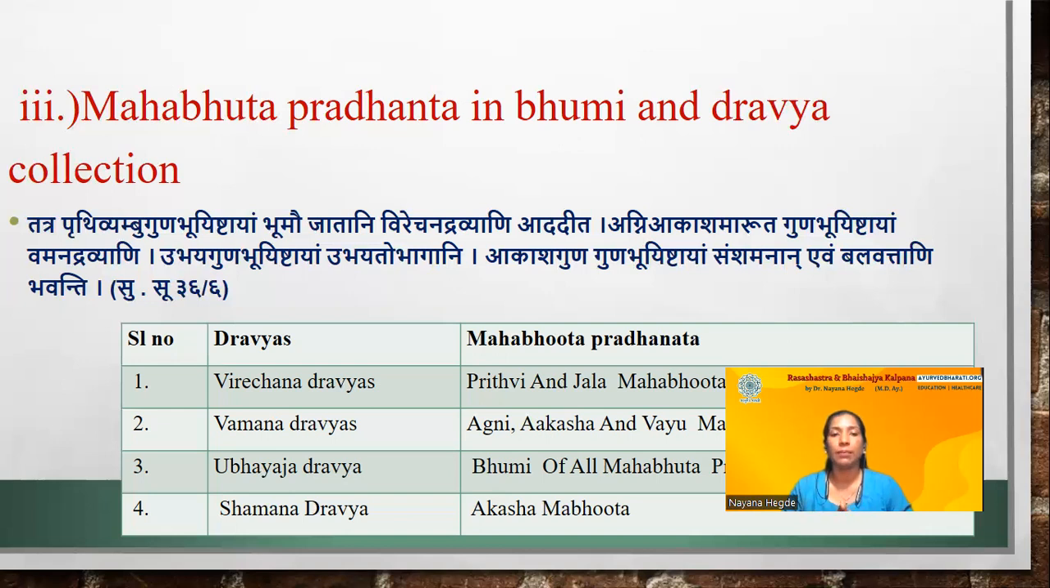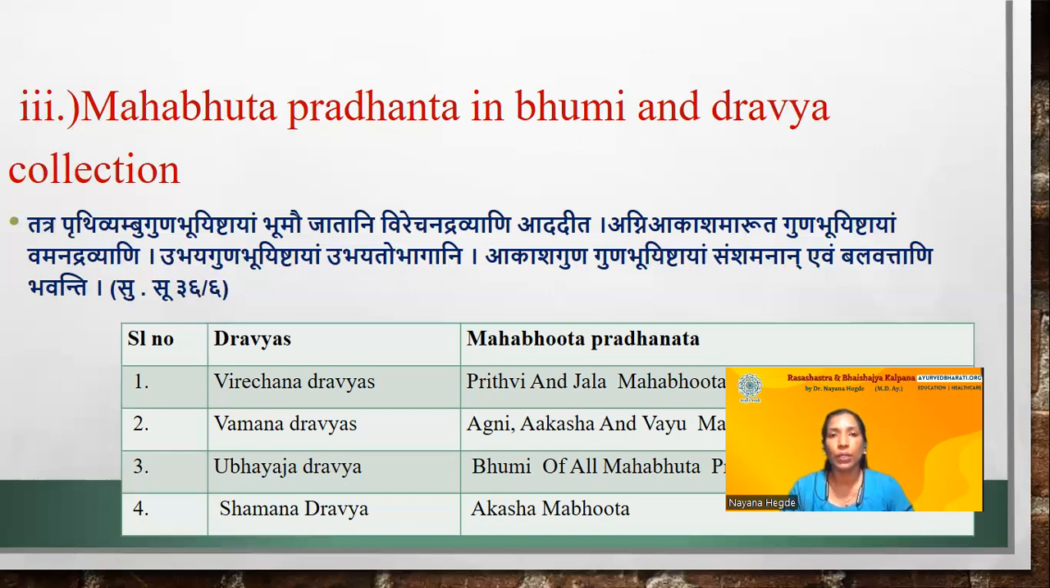Ubaya Guna Bhuishtaya Ubayato Bhagani. Means if the drug, single drug, does both the karmas, then that drug should be collected from the Ubayato Bhaga. The Ubaya Pradhanata which is explained earlier, that is Prithvi and Jala, Agni, Akasha and Maruta Guna Bhuishta, means all the Pancha Mahabhuta Pradhana Bhumi should be considered for the collection of drugs which does both Vamana and Virechana.